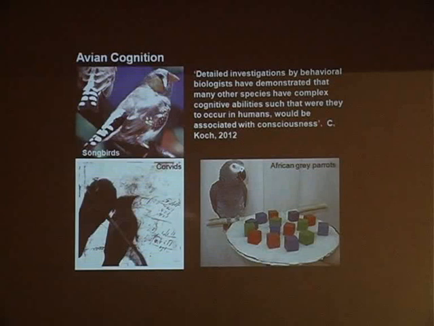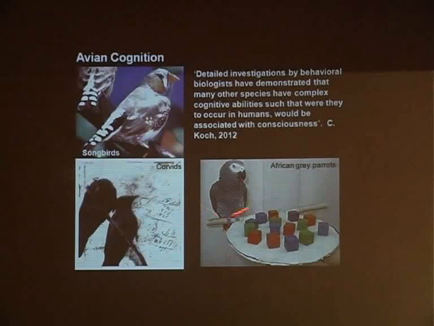Now, besides this, there are, of course, the famous Alex studies. This was an African gray parrot, which Irene Pepperberg spent many years doing research on. Alex was able to name a very large number of objects. He could name or distinguish between at least 1,000 different objects. He was able to color code them. He knew about colors. He had an idea about numbers. He could do sums up to the number 7. And he even had the concept of zero. So Alex was a very, very smart parrot and did have mathematical abilities.